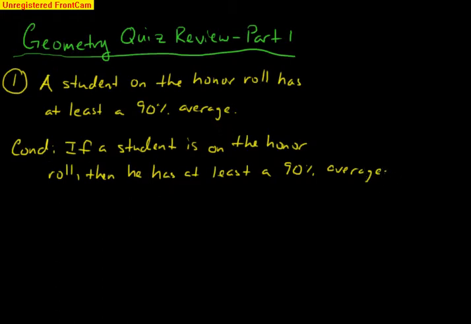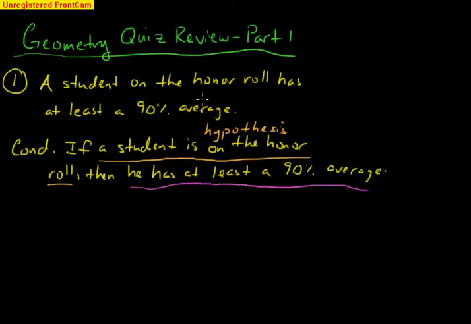Remember these two words. The hypothesis is what comes after the if. So a student is on the honor roll. That is the hypothesis of the conditional statement. Then the words coming at the end, after then, he has at least a 90% average. This is called the conclusion. Okay, so remember those words.